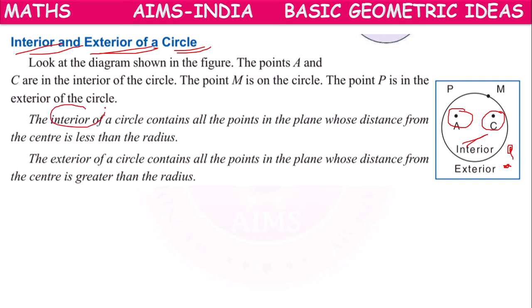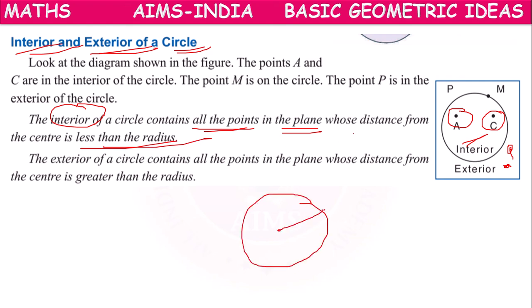Interior part contains all the points in the plane whose distance is less than the radius. Because if the distance is equal to the radius, they lie on the circle, the boundary. If the distance is less than the radius, they lie inside the circle. If the distance is more than the radius, they lie outside the circle.